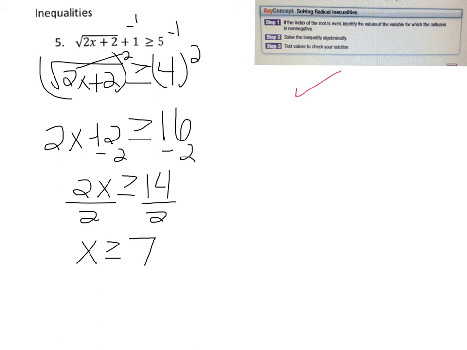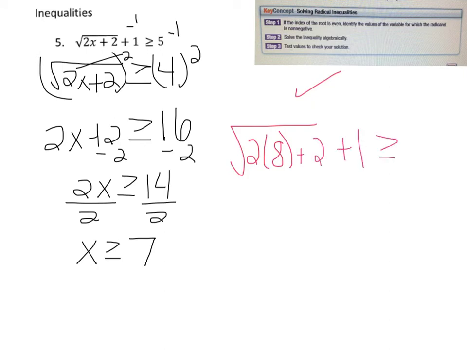So I'm going to choose 8. So let's see if this works. So I have 2 times 8 plus 2. You can pick a different value than 8 that might work out better for your inequality, so you have a perfect square. But I have 8 times 2 is 16 plus 2 is 20. So I have the square root of 20 plus 1 is greater than or equal to 5.